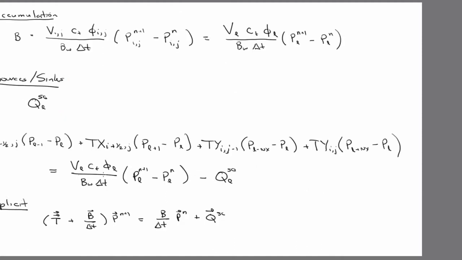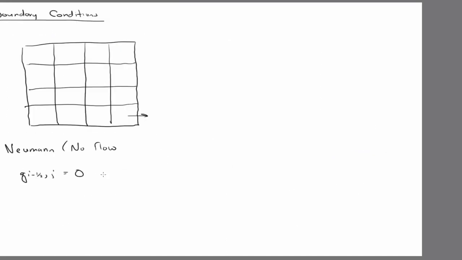So again, when you write the whole mass balance equation, this is just the sum of the Qs. This is the Q coming in from the left, Q coming in from the right, Q coming up from the bottom, and Q coming down from the top. So you just set the term on the correct boundary equal to zero, right?